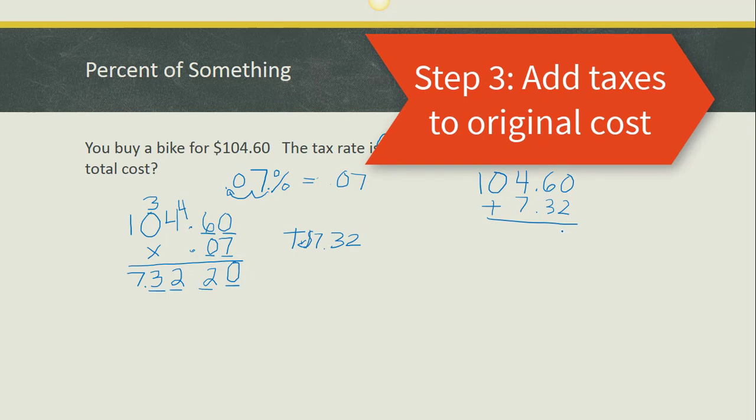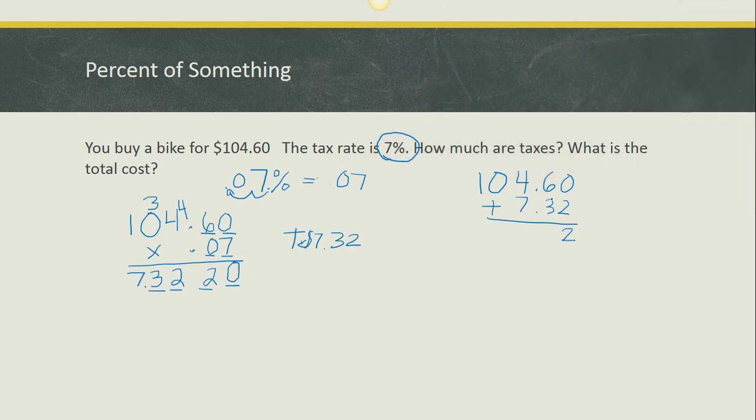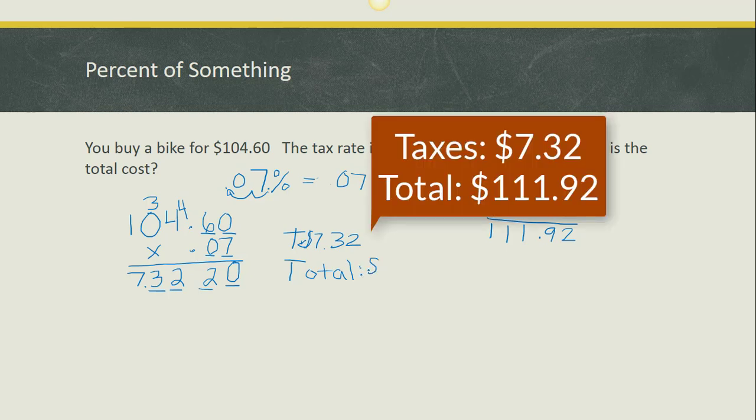0 plus 2, 2. 6 plus 3 is 9. Bring the decimal straight down. 7 plus 4 is 11. And 0 plus 1 is 1. And 1. So our total cost is $111.92.